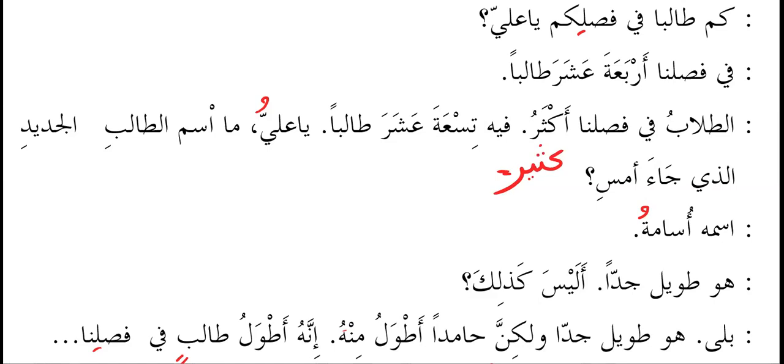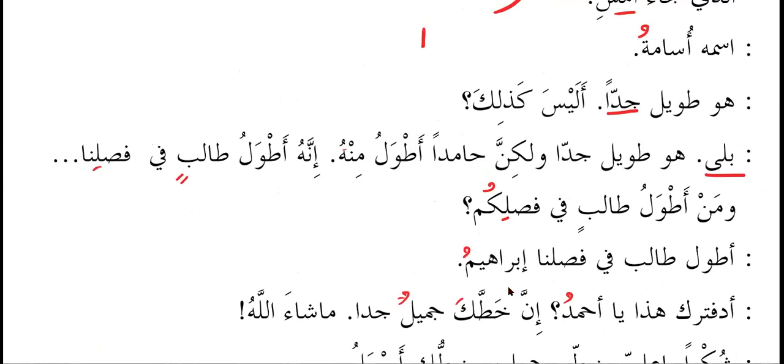In it, there are 19 students. يا علي, ما اسم الطالب الجديد الذي جاء أمس؟ Oh Ali, what is the name of the new student that came yesterday? جميل. طيب اسمه أسامة. His name is أسامة. نعم. أبو حمزة هو طويل جدا. He's very tall. نعم جدا. هو طويل جدا. He's very tall. أليس كذلك؟ Isn't that so? Is that not so?